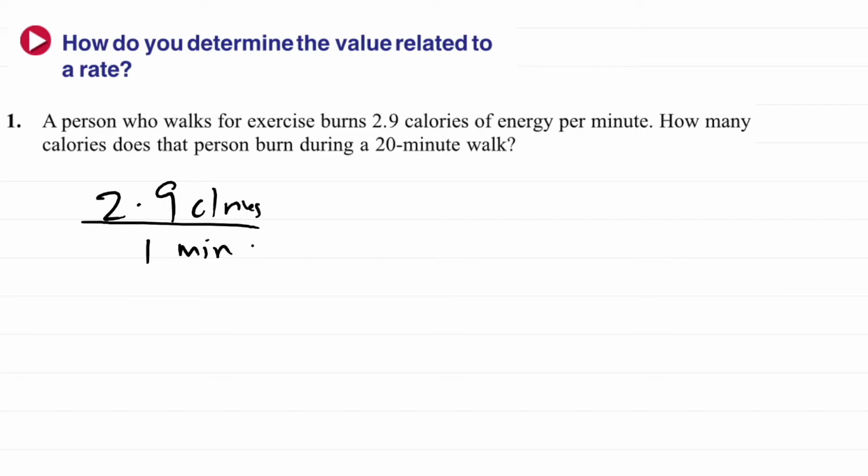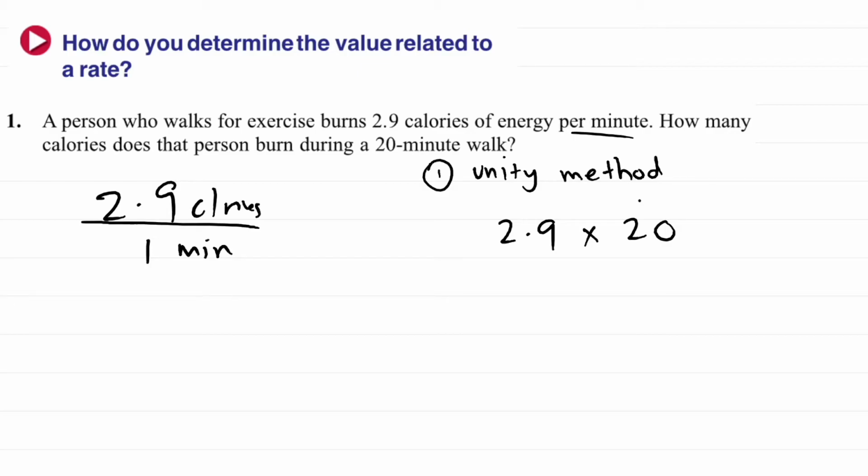Also for this one, you have two methods. The first method is the unity method. Unity method here means you find the quantity of one value and then you multiply. For this case, it's already in 1 minute because 2.9 calories of energy per minute is already in 1 minute. So what you do is take 2.9 and multiply it by 20. So you will get the answer 58 calories. Okay, as simple as that.